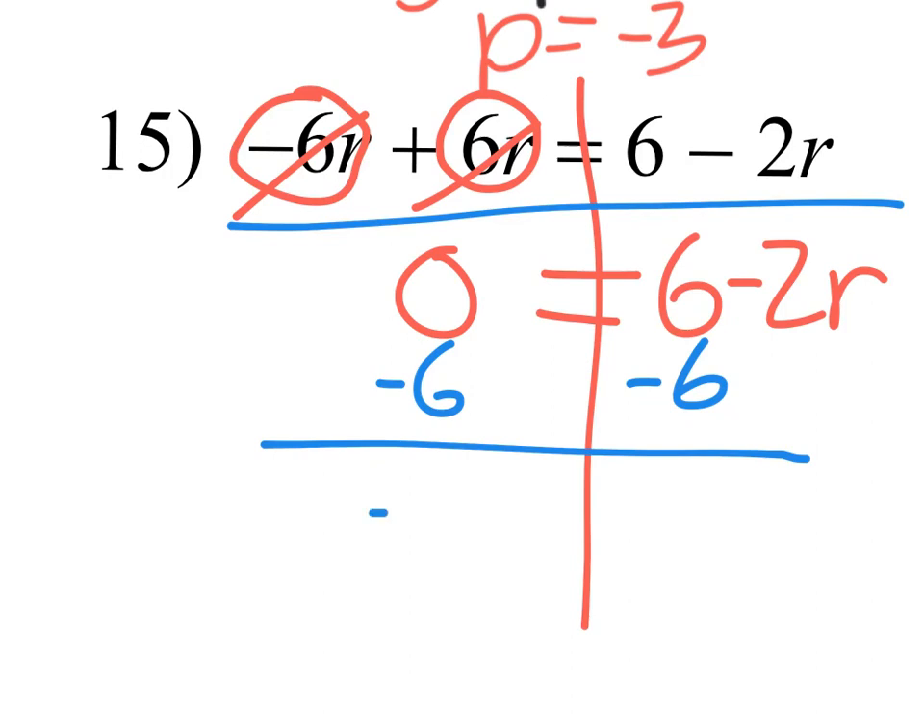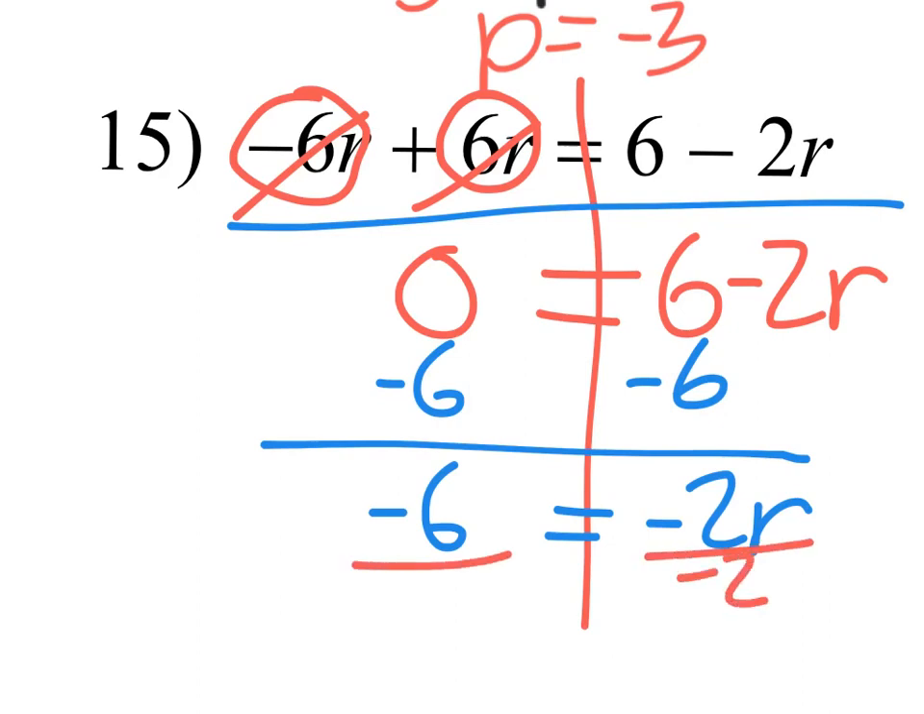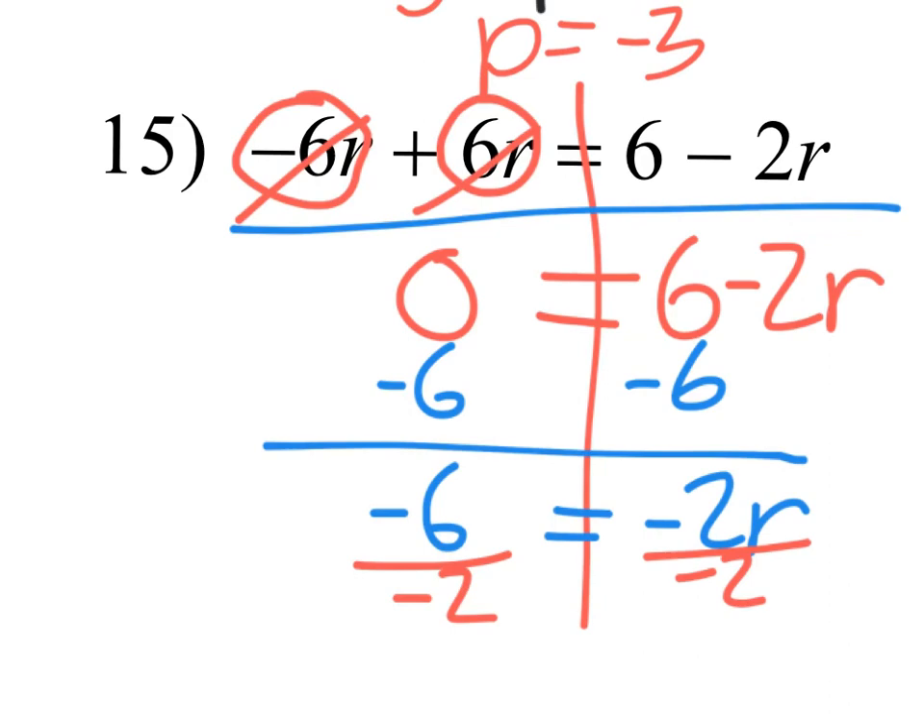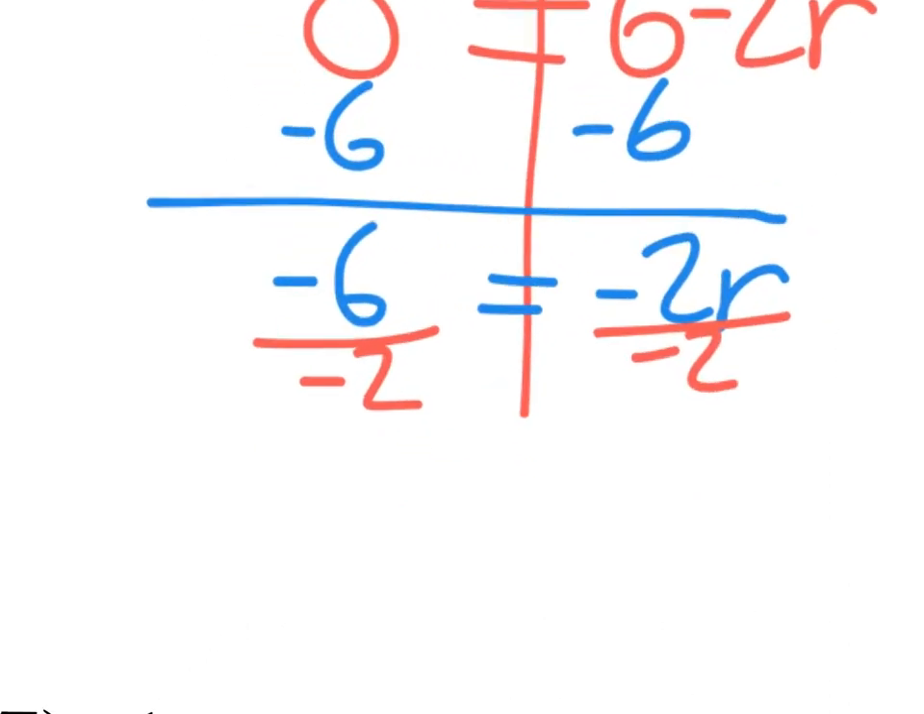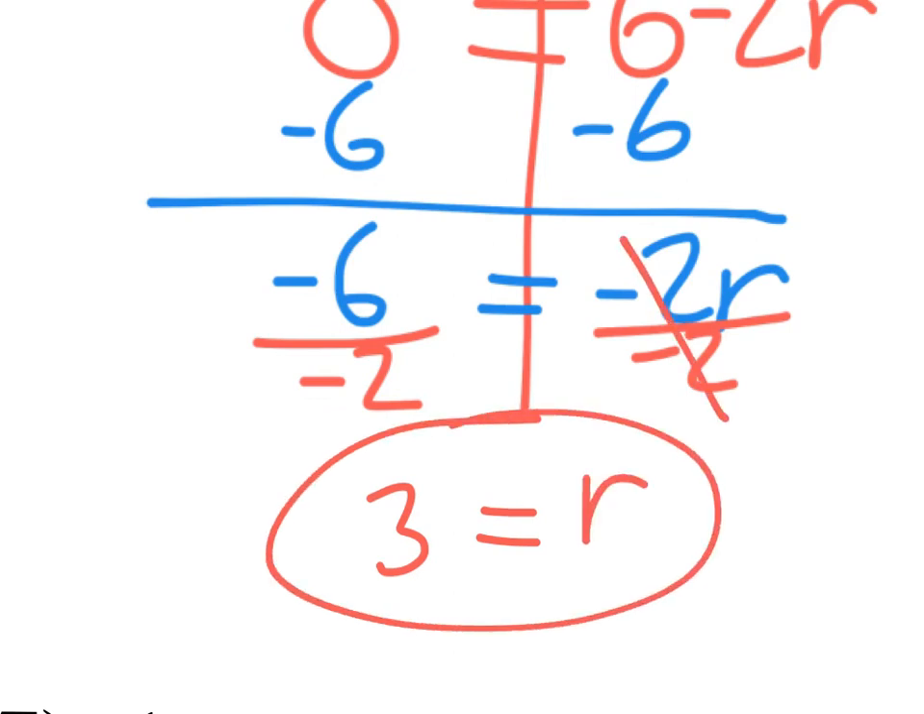0 minus 6 is going to be negative 6 equals my negative 2r. Final step is going to be to divide both sides by negative 2. I'm going to do negative 6 divided by 2. That's going to be a positive 3 equals, and these two cancel, so I'm left with just r on that side.